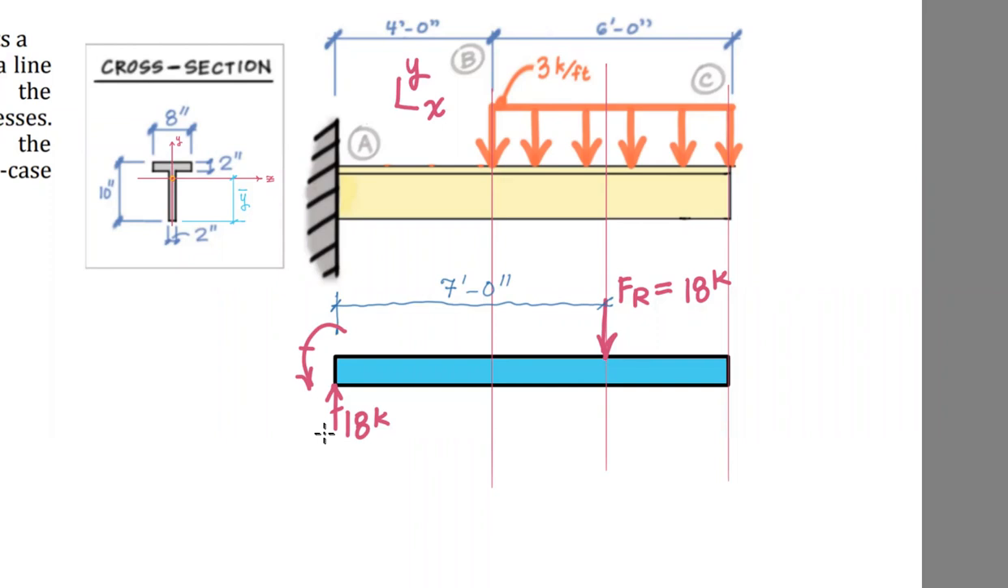Here we just have to take the product of 18 and 7, and that gives us 126 kips times feet as a reacting moment over at A. Now my free body is in equilibrium. I'm ready to do shear and moment diagrams.